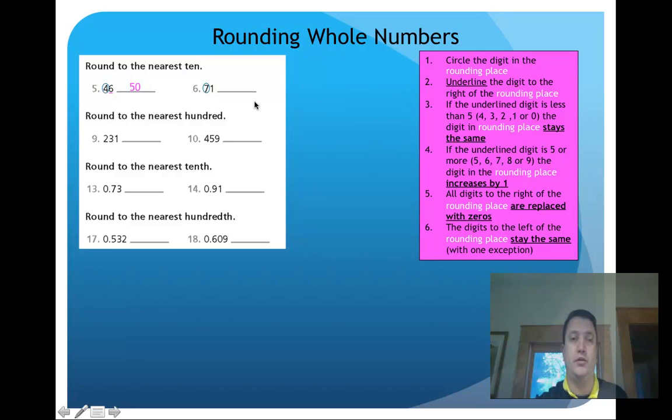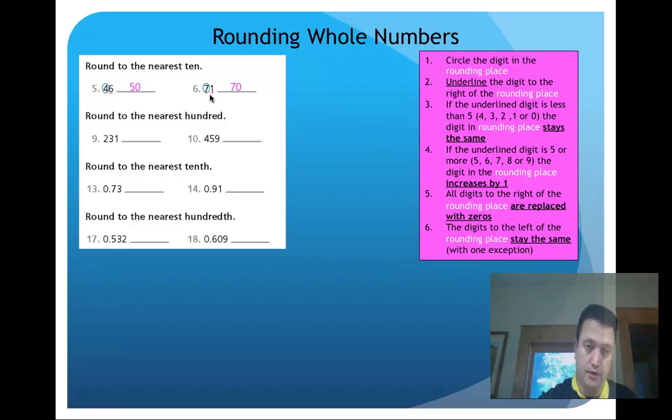Same rule applies. Going to circle that digit in the rounding place. Going to underline the digit to its right. This is a 1. Okay, so the number in the rounding place stays the same. That stays a 7. And this still changes into a 0, so that's going to end up being 70.